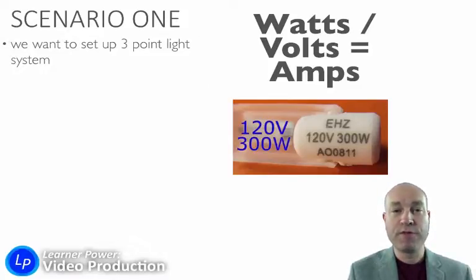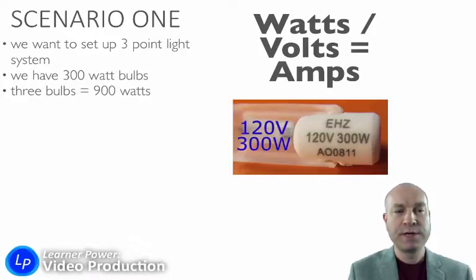And of course, we want 3 of them because this is a 3-point light system that we're setting up. So we've got 3 different light fixtures, each one with a 300 watt bulb. And so 300 watts, 3 of the total bulbs, we're talking about 900 watts we need to pull through our electrical system here to power these 3 bulbs. Let's calculate whether or not that's safe.